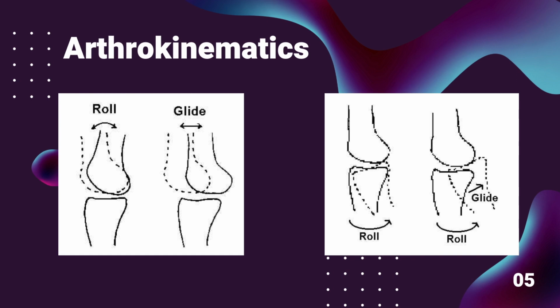For example, for open chain movements of the shoulder, it will be a convex on concave movement because the humerus is convex, moving on the concave glenoid. So for most of the open chain shoulder movements, it'll be convex on concave, meaning the roll and glide are in opposite directions. The picture on the left describes the convex moving on concave, so the roll and glide are in opposite directions. And then the picture on the right is when concave is moving on convex, so the roll and glide are in the same direction.